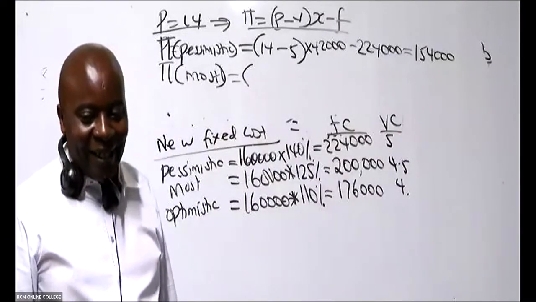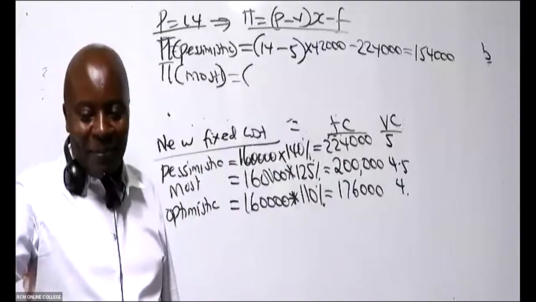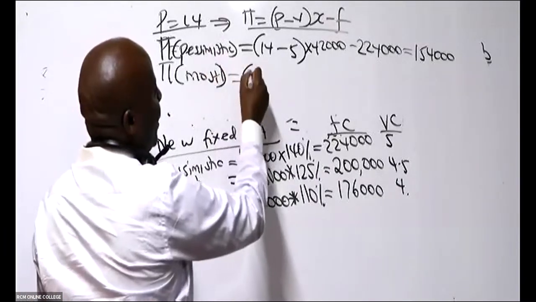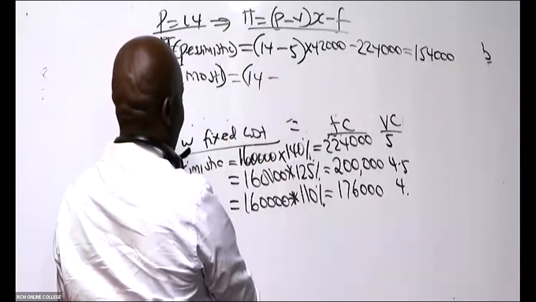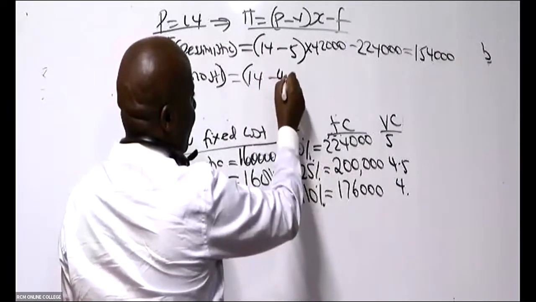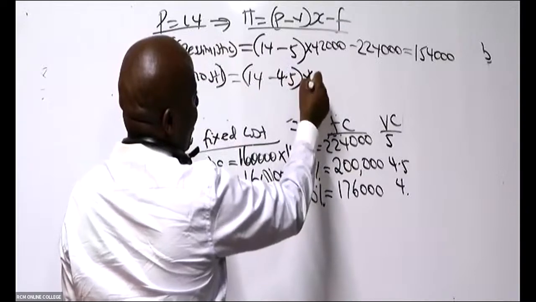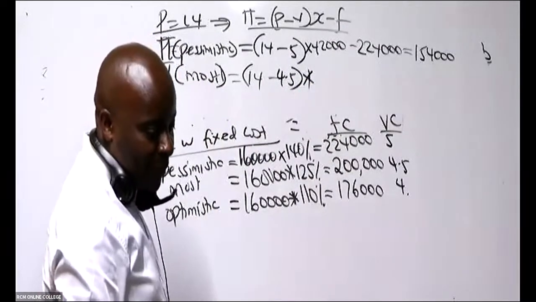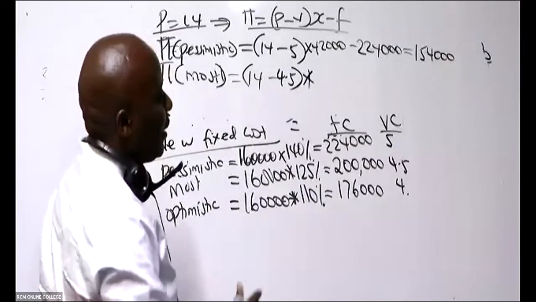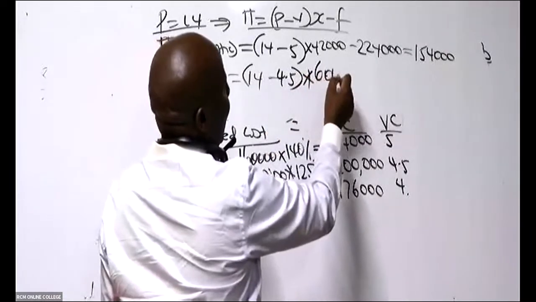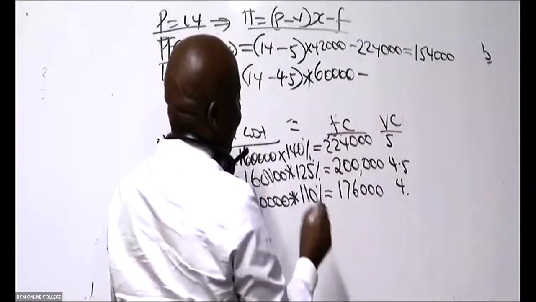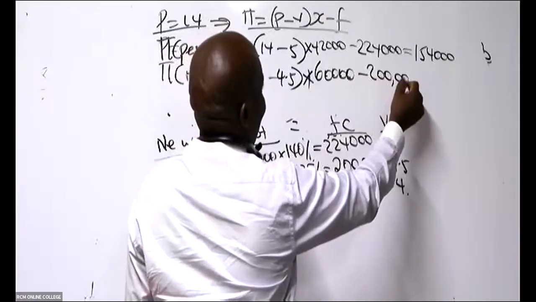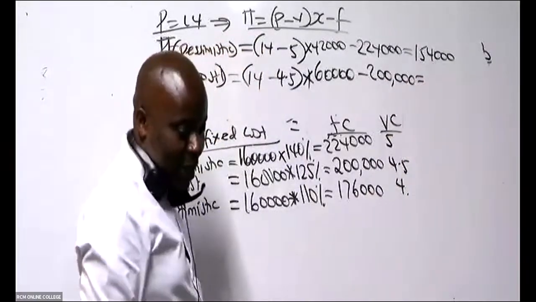370,000. Have you gotten 370? Let's do it together. So you see the price is 14, isn't it? Most likely, in this case, ladies and gentlemen, variable cost is what here? 4.5. What is the most likely quantity at a price of 14? 60,000. 60,000 minus fixed costs, at most likely 200,000. So then this is what this sister has done.